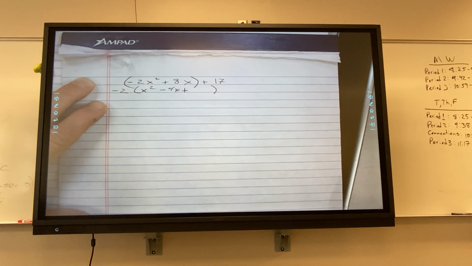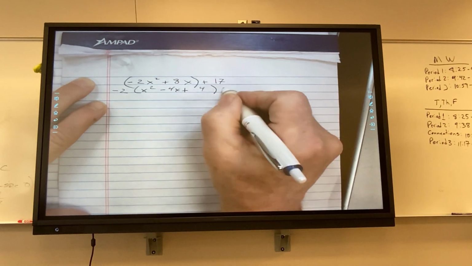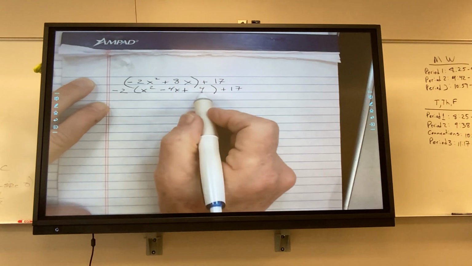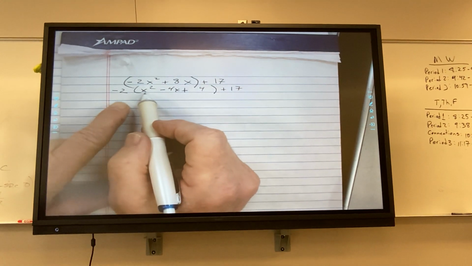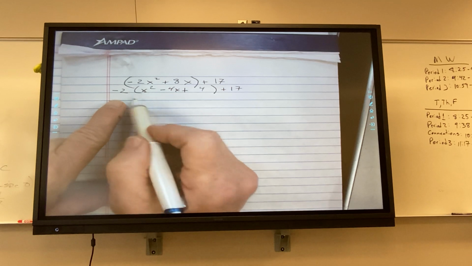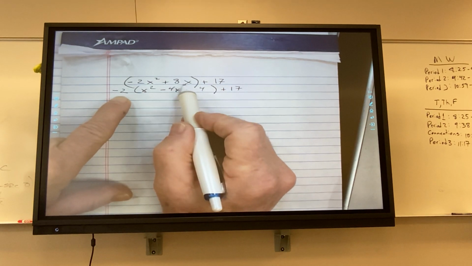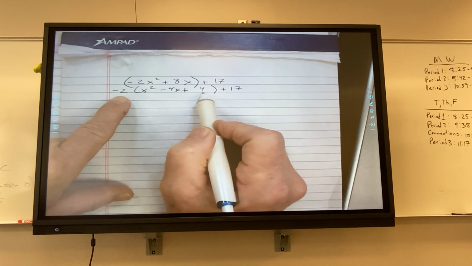Ariana, what would I add? 4. I still have this plus 17. Would everybody agree? But I added something new in here, and this is where you've got to be careful. This is not really an x squared, it's a negative 2x squared, correct? This is not really a minus 4x, it's really a plus 8x. This isn't really a 4, it's a what? Negative 8.